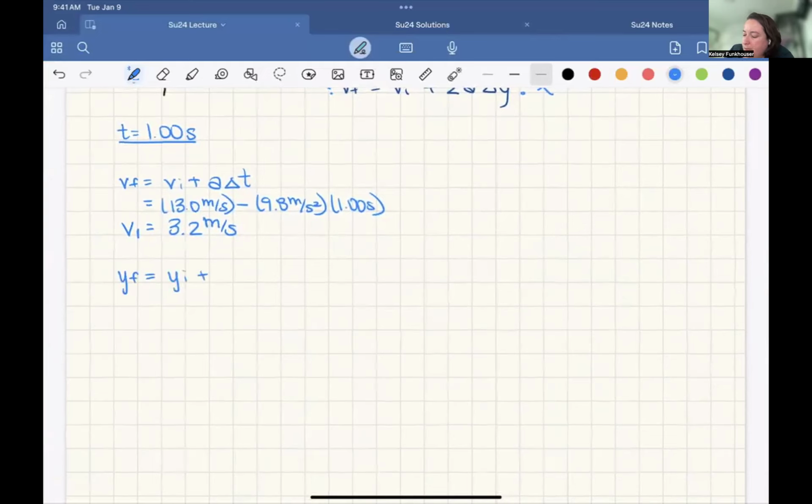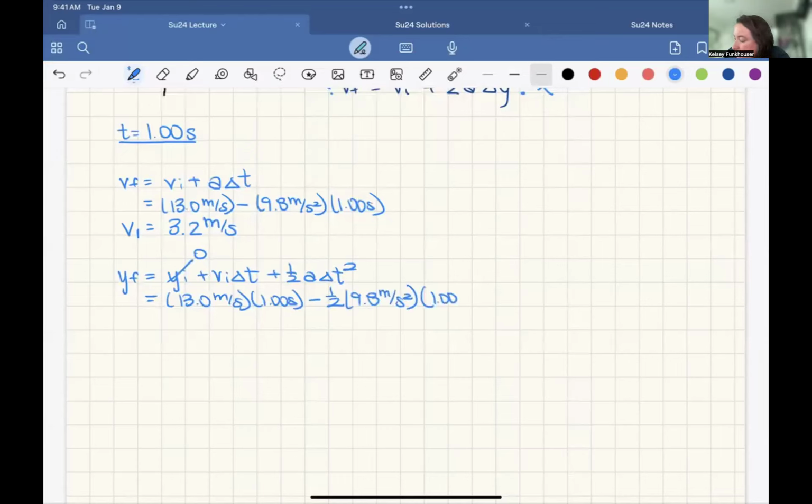Final position equals initial plus initial velocity times the time interval plus 1/2 acceleration times the time interval squared. Our initial position is 0. So we can just plug in 13.0 meters per second times 1.00 seconds minus 1/2 9.8 meters per second squared times 1.00 seconds squared. So this time we end up taking 13 and subtracting half of 9.8 from it, and that gives us 8.1 meters. So that's our height at 1 second.